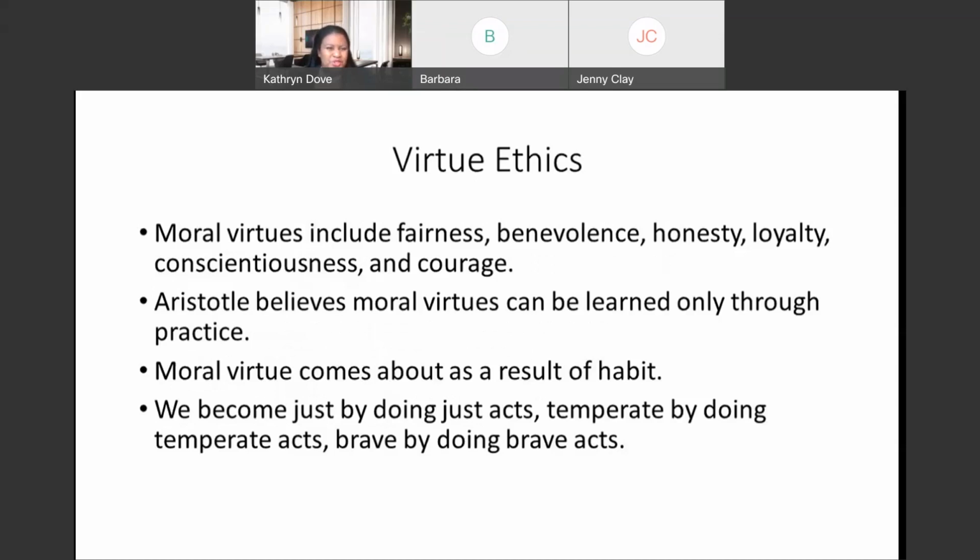So what are the moral virtues? We're going to be looking at that in your Module 3 assignment, which is going to ask you to create a help wanted ad for a job and to list the 5 moral virtues that an ideal job applicant would have. Some of the moral virtues might be fairness, benevolence, honesty, loyalty, conscientiousness, and courage.